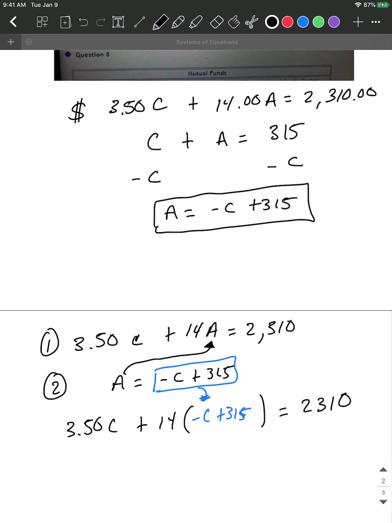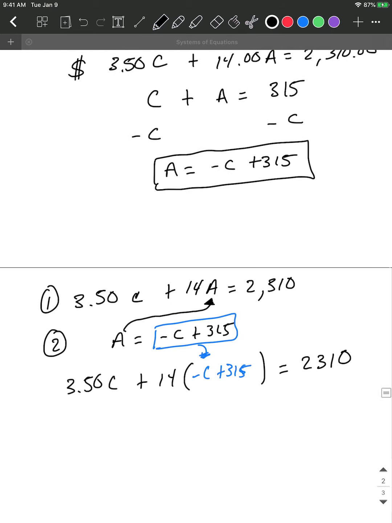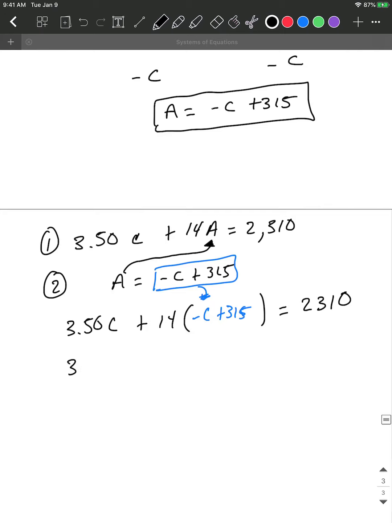Then we'll start distributing, clean it up, and see what our finished product would be. We'll end up with 350C plus, and then we distribute the 14 inwards. I don't want to put a bunch of arrows, otherwise it's just going to get all crazy. So this will become negative 14C, and then what's 315 times 14? 315 times 14 is 4,410, which is equal to 2,310.